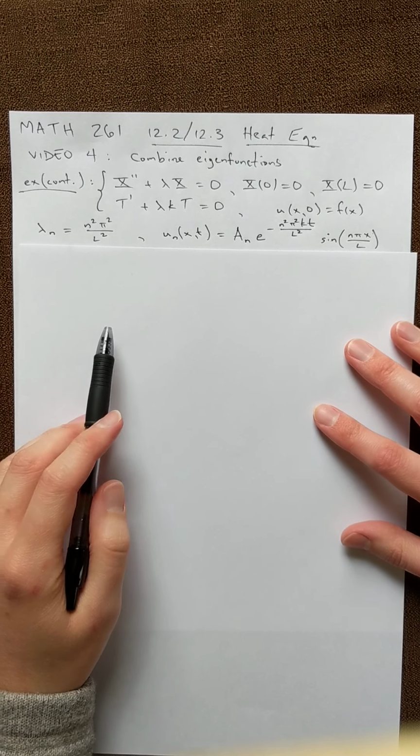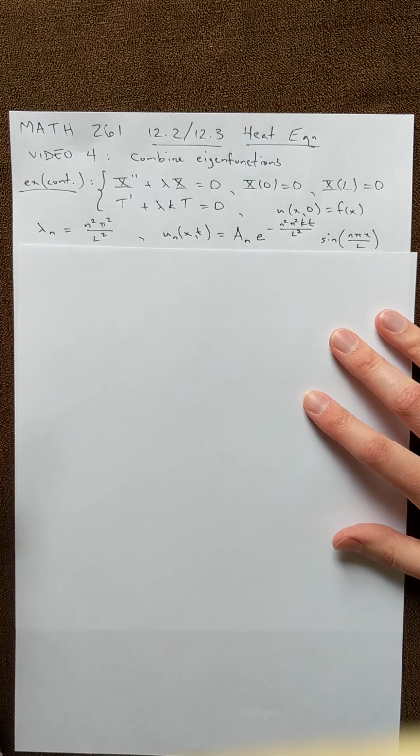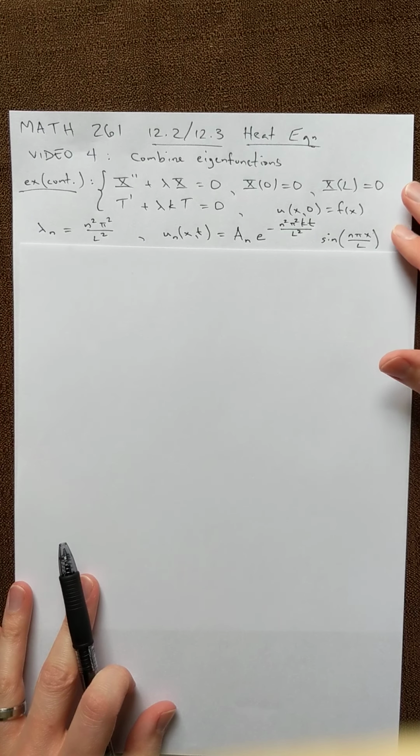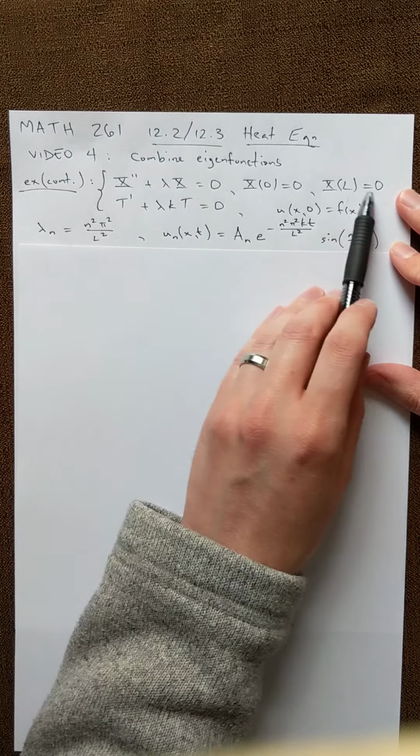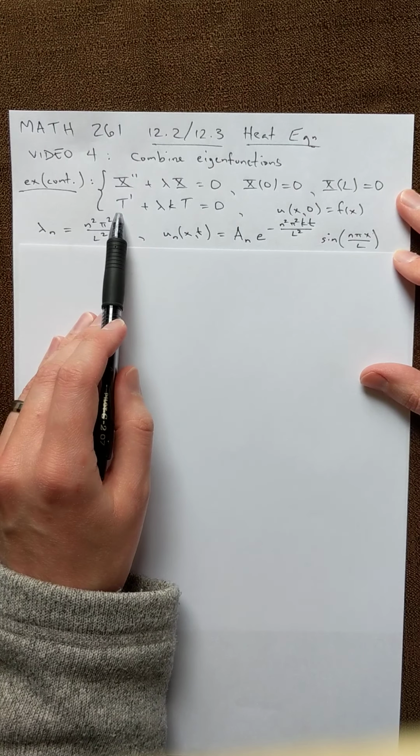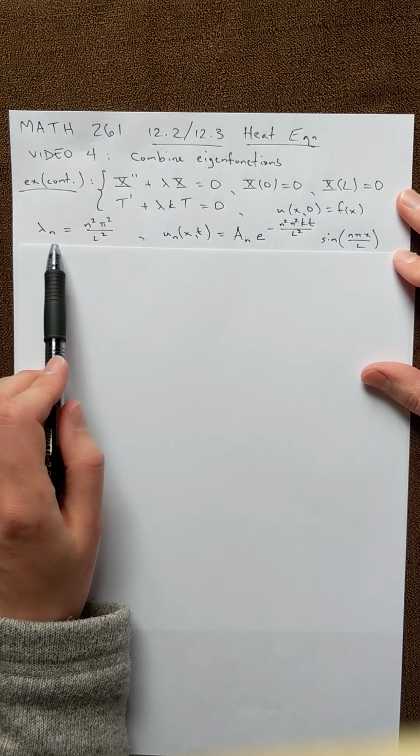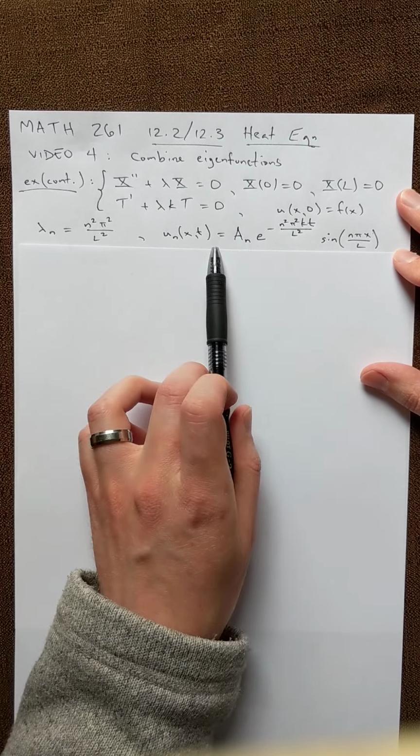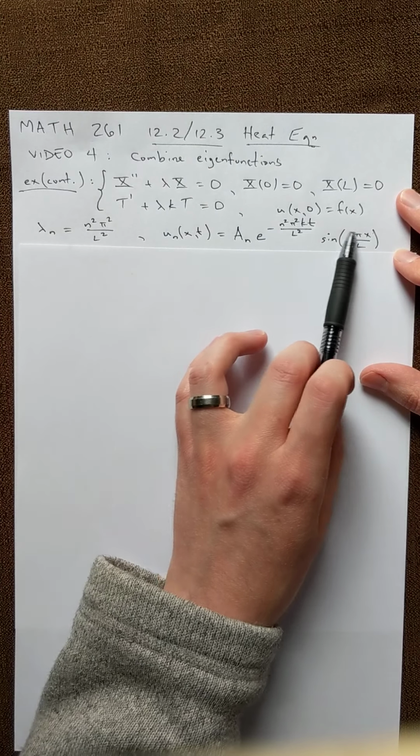Okay, in this video we're going to talk about how to combine our eigenfunctions. So this is a continuation of the same example from the last couple of videos. We were able to separate our partial differential equation into two ordinary differential equations. We were able to find eigenvalues and eigenfunctions. This is actually a product of a function of t times a function of x.